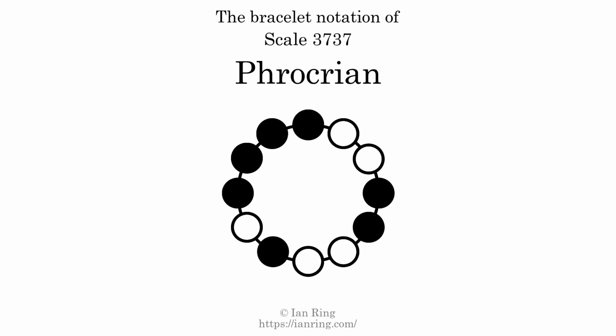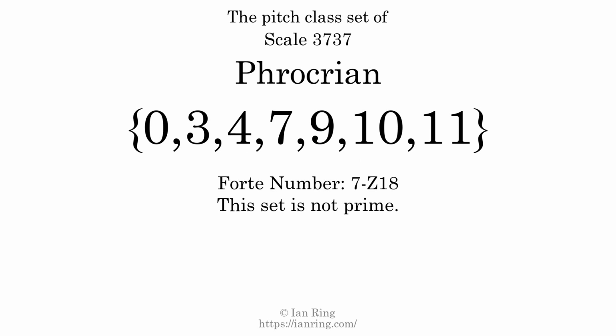This is a bracelet notation diagram of scale 3737. The shaded circles represent tones that appear in the scale, and they are read clockwise, starting at the top. The pitch class set for this scale is 0, 3, 4, 7, 9, 10, 11.